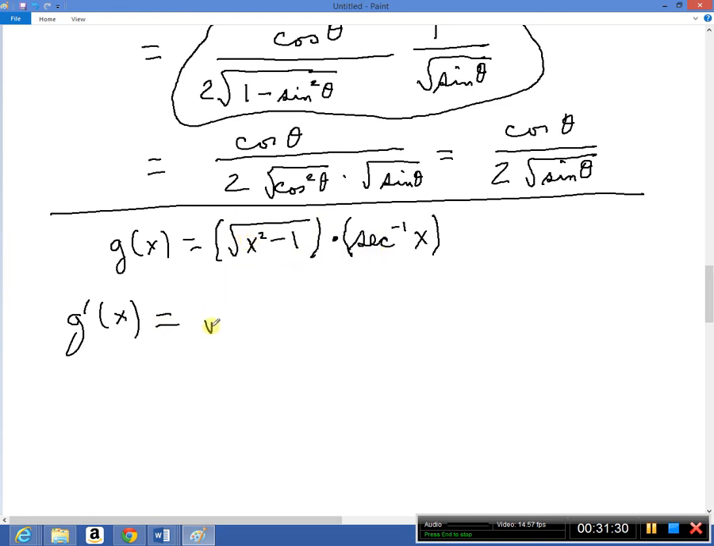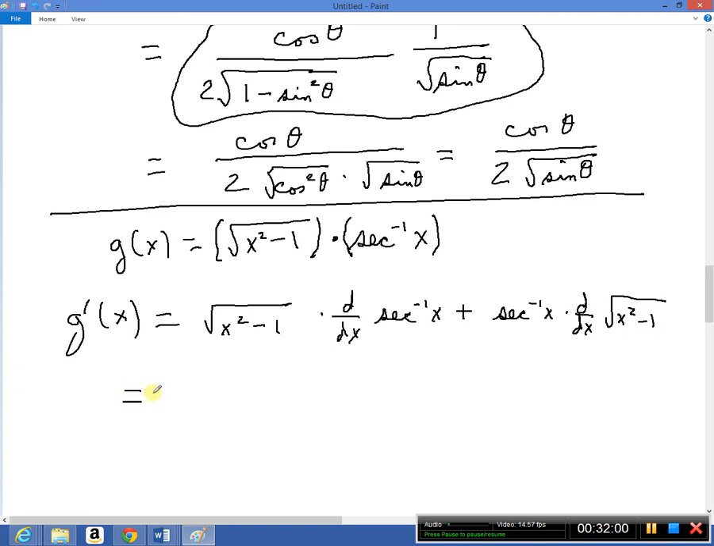So the answer is the first times the derivative of the second. I'm just going to write it that way. The derivative with respect to x, because x in this problem is the independent variable. The derivative of the second plus the second times the derivative with respect to x of the first, the square root of x squared minus 1.